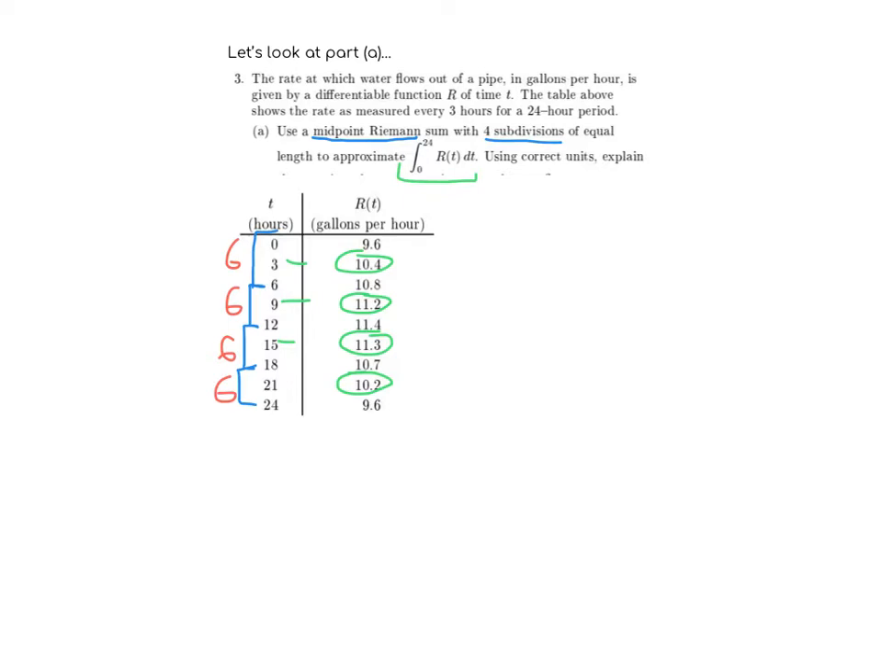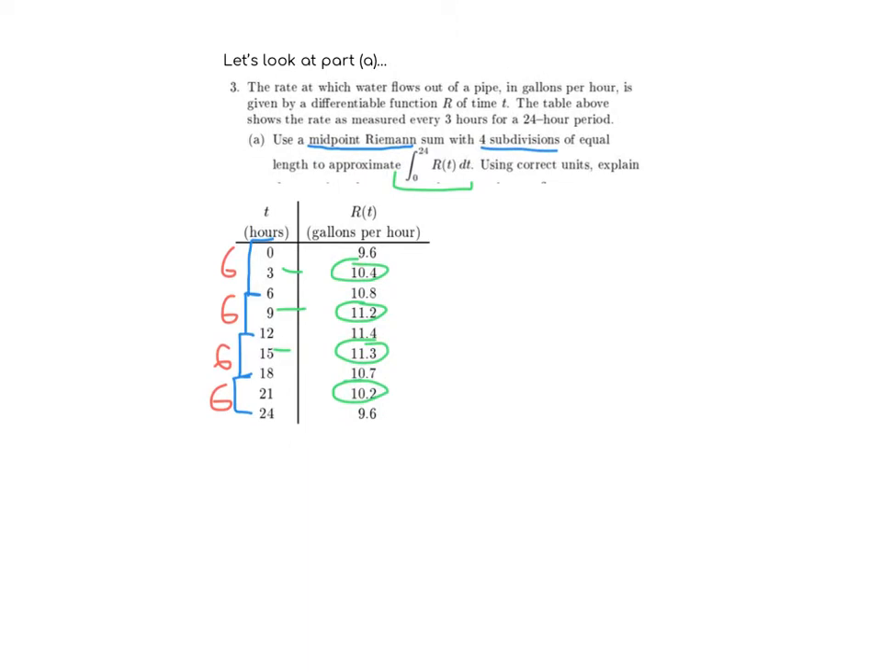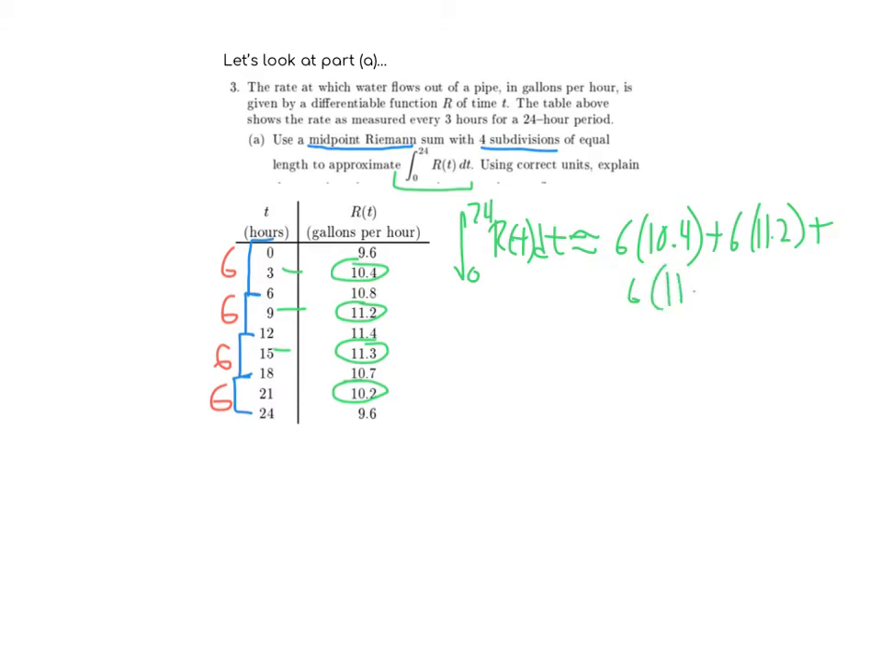And then I'm assuming that we have to explain the meaning of this in this interval, since we can't quite see what that is. So let's do this integral first. We're going from 0 to 24, and that's r of t dt. And that's going to approximate as 6 times 10.4 plus 6 times 11.2 plus 6 times 11.3 and 6 times 10.2.